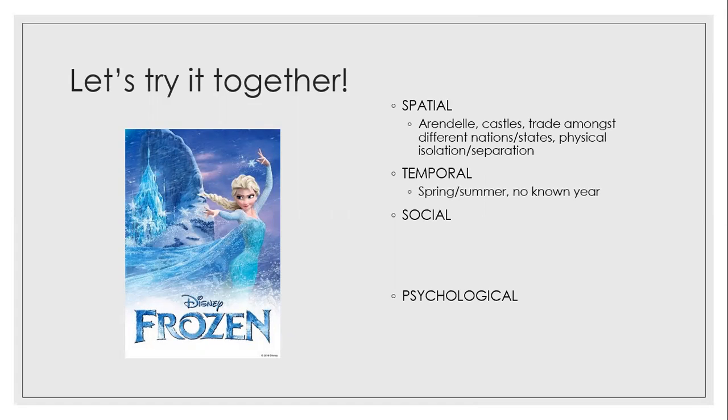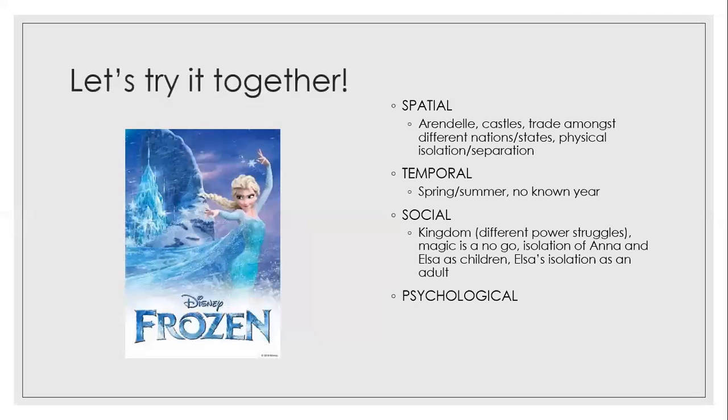Temporal, it's spring, summerish. There's no real known year within this movie, so all we know is the season at the beginning, before the whole snowstorm happens. Although the snowstorm happens, it's still spring or summer. And we have to start thinking about how these time periods affect the story.